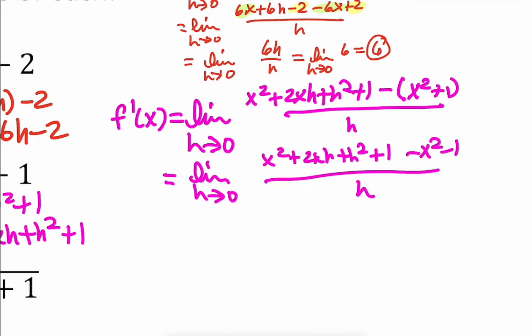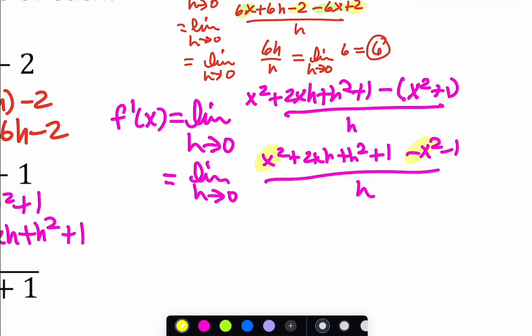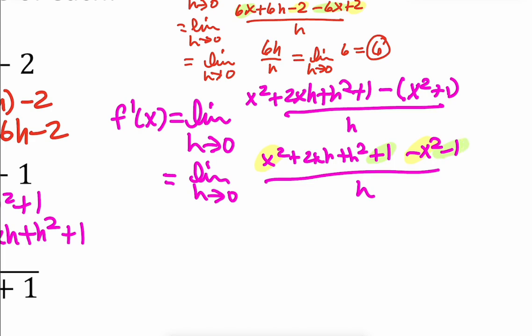Now at this point, anything that does not contain an h should cancel out. Since there's an x squared that doesn't have an h on it, there should be a negative x squared in your problem. We have a positive 1, we have a negative 1. Everything else in the problem contains an h. So you should have 2xh plus h squared divided by h.